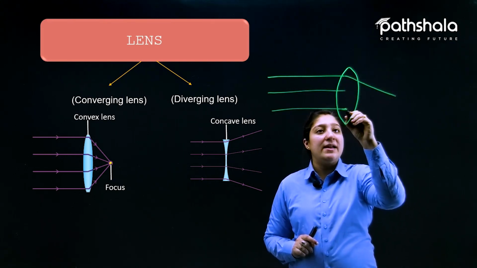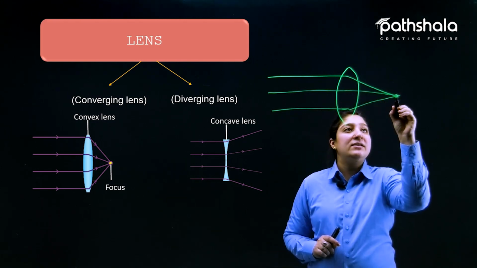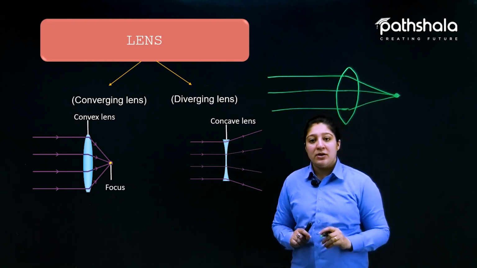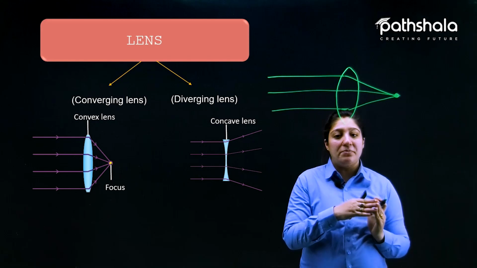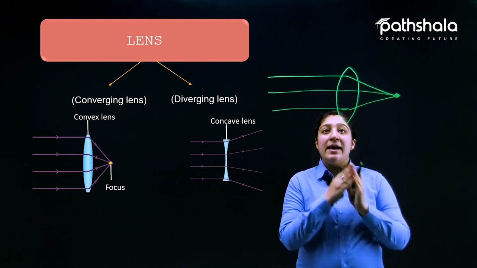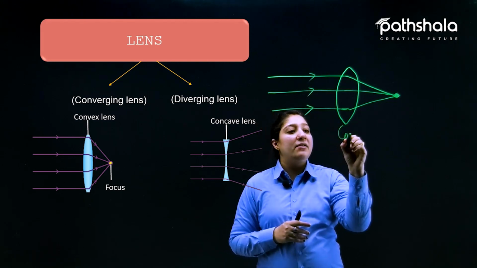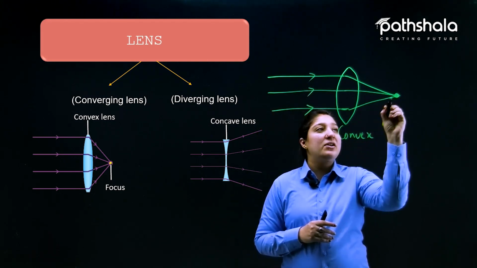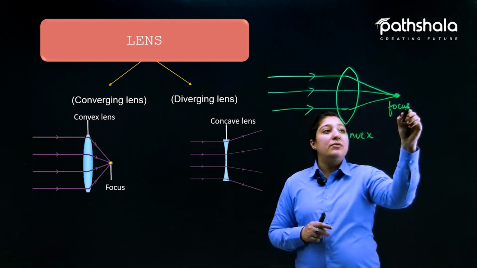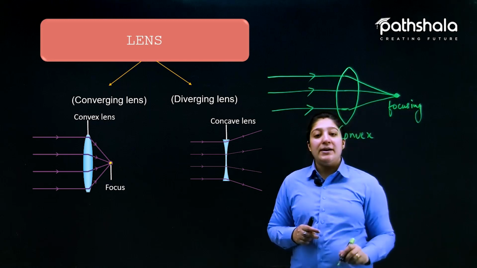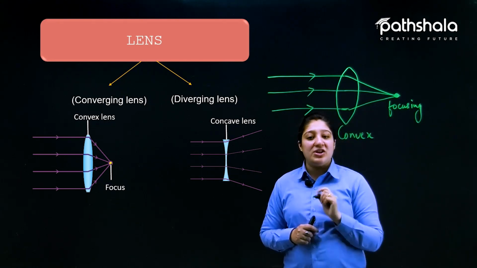they are bending, and because of this bending, they are meeting at a point. What are they doing? They are meeting, or converging, or focusing on one point. Because the light rays passing through our convex lens are converging, or we can say focusing on one point, the convex lens is known as a converging lens.